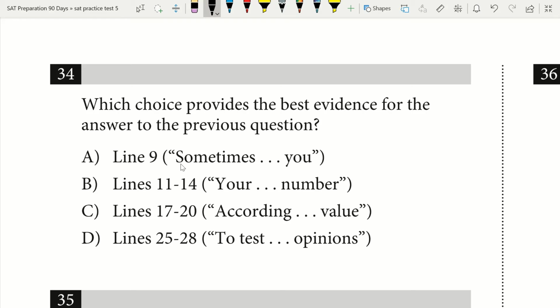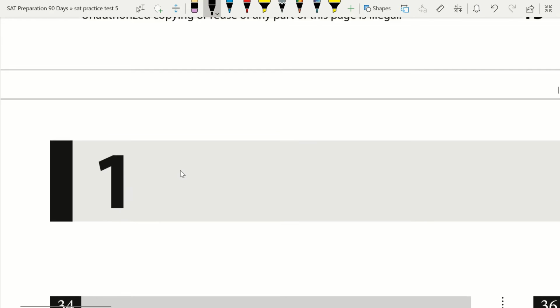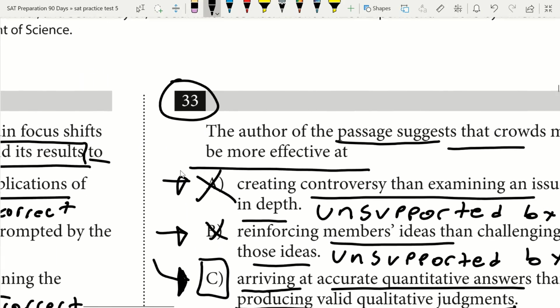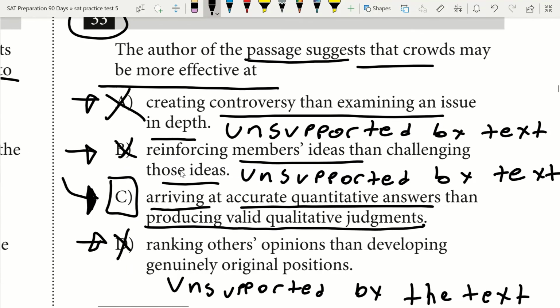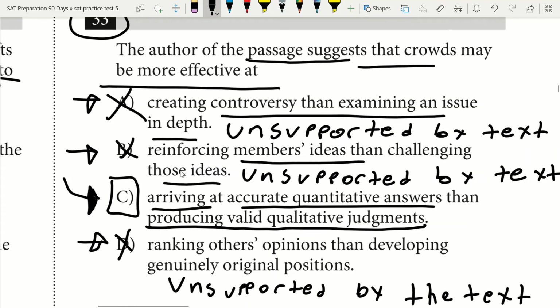Now, let's say that you know where your evidence is, then just go back, find it, and then you'll find your answer. Now, let's say that you don't exactly remember what lines it was in, right? You're not sure if it was in line 9 or in 17 to 20 or 11 to 14 or 25 to 28. This is where my tip is going to come in. We know in our previous question that our answer was that the crowd is better at arriving at accurate quantitative answers than valid qualitative judgments.